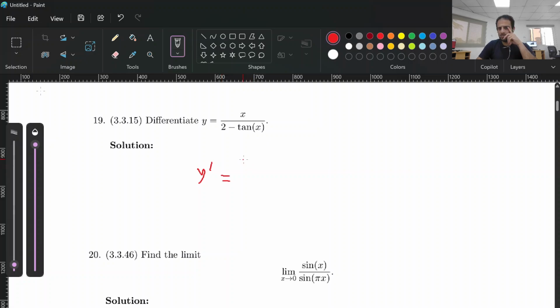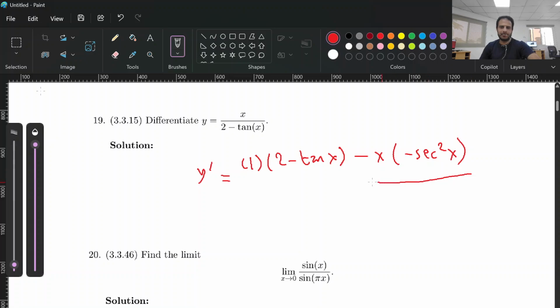So we have to use the quotient rule, which means we do the top derived multiplied by the bottom, minus the top multiplied by the derivative of the bottom. So the derivative of 2 minus tan x becomes minus secant squared x, over 2 minus tan x, everything squared. Thank you.